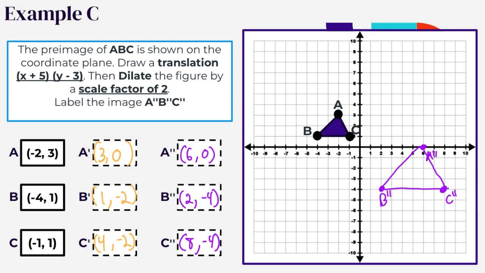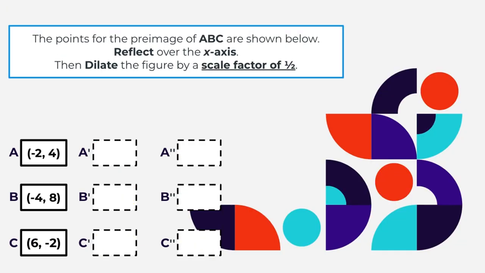Now let's take a look at the last example. So here in the final example, it says the points for the preimage of A, B, C are shown below. We need to reflect over the x-axis first and then dilate by a scale factor of 1/2. Notice they did not give us a coordinate plane here, so we have to know our rules in order to make this happen.